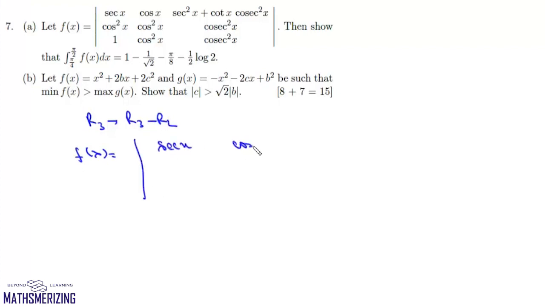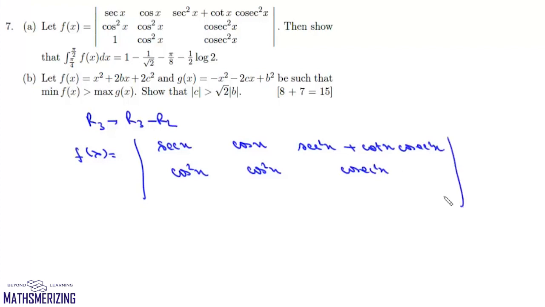So this function f(x) will be secant x, cos x, secant square x plus cot x, cos square x, here will be cos square x, cos square x, and here 1 minus cos square x will be sin square x. Cos square minus cos square is 0, and cos square x minus cos square x is also 0.